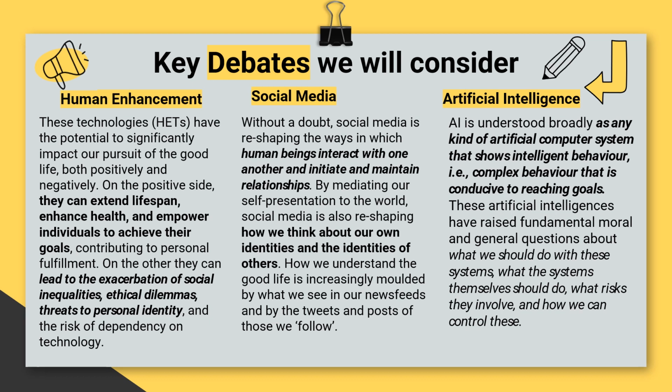Our third debate is artificial intelligence. Looking at this in broad strokes, it is any kind of artificial computer system that shows some form of intelligent behavior, so complex behavior conducive to reaching some form of goals. These artificial intelligences have raised fundamental moral and general questions about what to do with these systems, what the systems themselves should do, what risks they involve, and how we can control them.